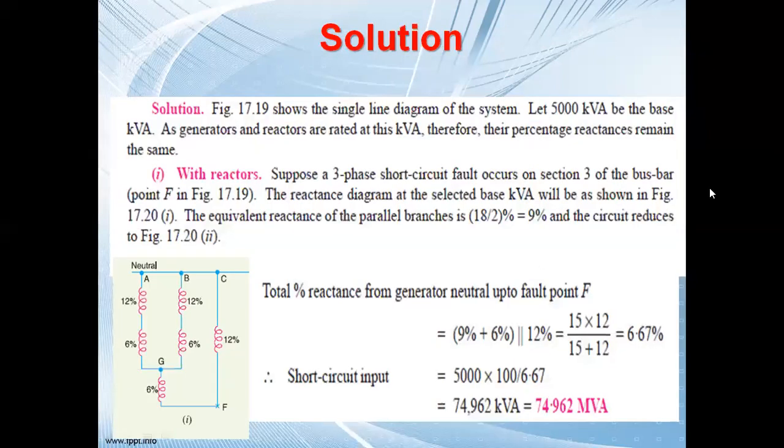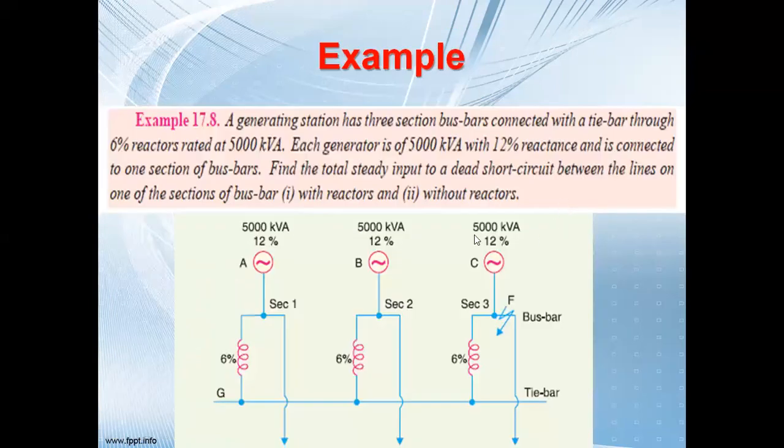So let us say, first we have to assume the base kVA. So the base kVA is 5000 kVA. We have assumed that as the base kVA; we can assume anything. Now the first part is with reactors. If 5000 kVA is the base, for these generators there should not be any change of the percentage reactance, because the base kVA and the generator kVA are both the same. So we need not change this percentage reactance. It remains the same.